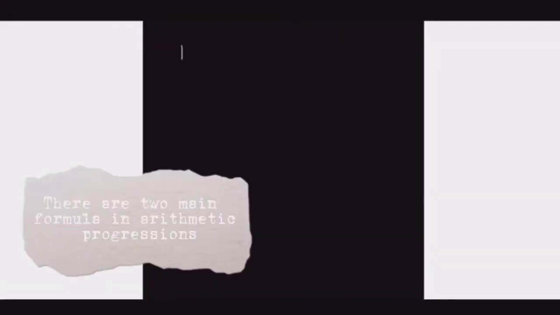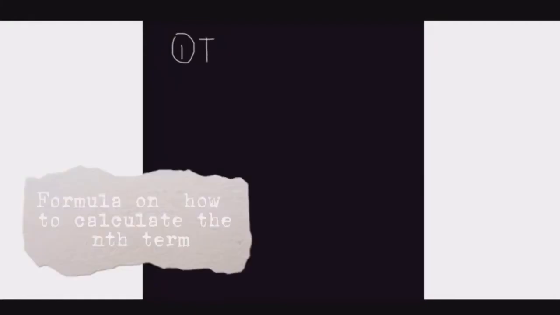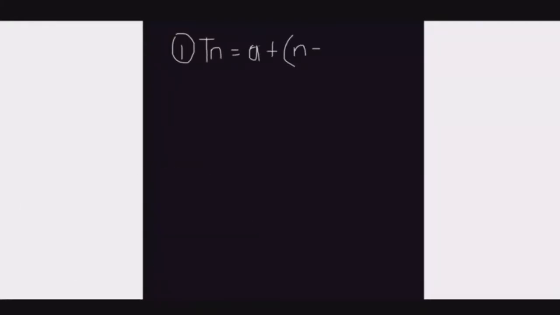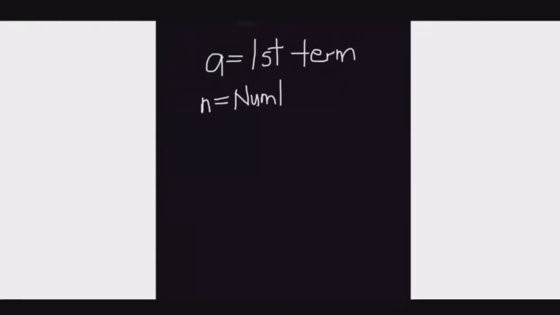Constant is also known as common difference and is represented as d. The first formula is the formula on how to calculate the nth term, which is Tn equals a plus (n minus 1)d, where a is the first term, n is the number of terms, and d is the common difference.